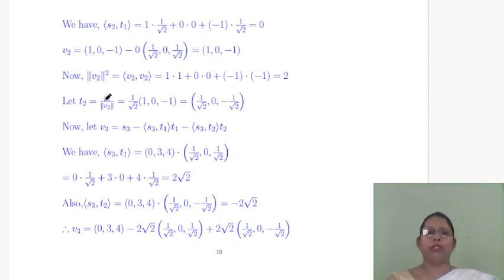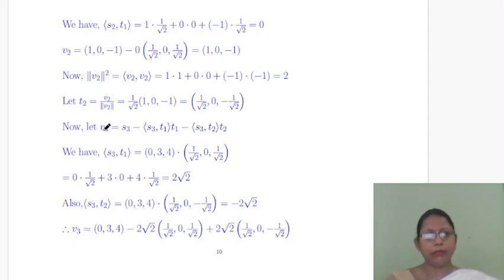Let T2 be equal to B2 by norm of B2. B2 is this element 1, 0, minus 1. Norm of B2 square is 2. This implies norm of B2 is root 2. So this is 1 by root 2. B2 is this element 1, 0, minus 1. So I will get T2 equal to 1 by root 2, 0, minus 1 by root 2.